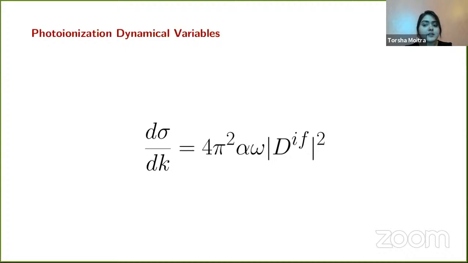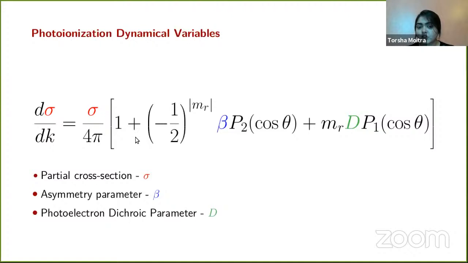And this is quite a standard equation where alpha is the fine structure constant and omega is the photon energy. Upon a lot of mathematical manipulation, we arrive at this expression. This expression shows that the angular distribution of the photoelectron can be described by only three parameters, namely sigma, which is the partial photoionization cross-section, beta, which is the asymmetry parameter, and D, the photoelectron dichroic parameter. Here, I must state that this D should not be confused with the photoelectron transition matrix element DIF.